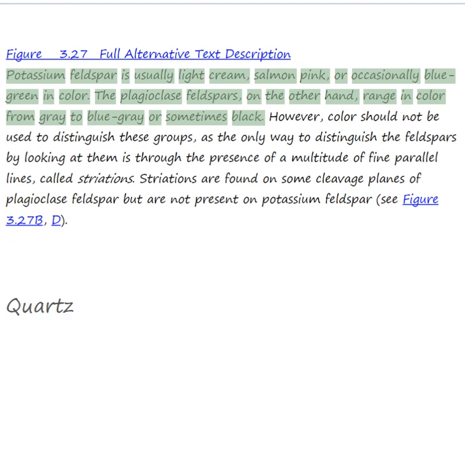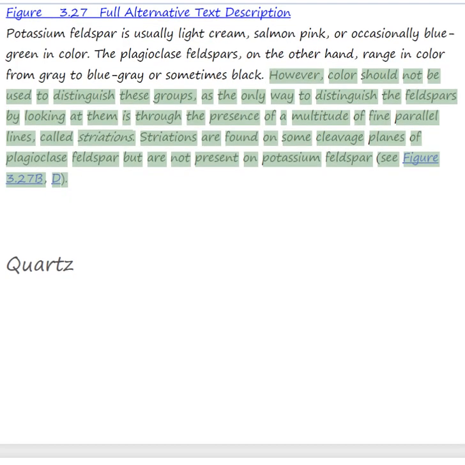Potassium feldspar is usually light cream, salmon pink, or occasionally blue-green in color. The plagioclase feldspars, on the other hand, range in color from gray to blue-gray or sometimes black. However, color should not be used to distinguish these groups, as the only way to distinguish the feldspars by looking at them is through the presence of a multitude of fine parallel lines, called striations. Striations are found on some cleavage planes of plagioclase feldspar but are not present on potassium feldspar.